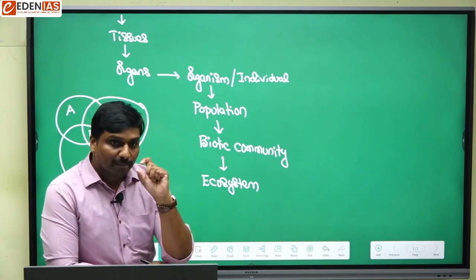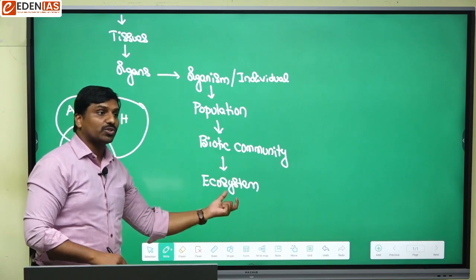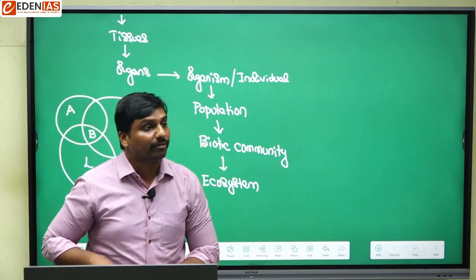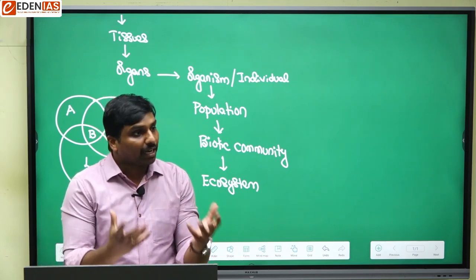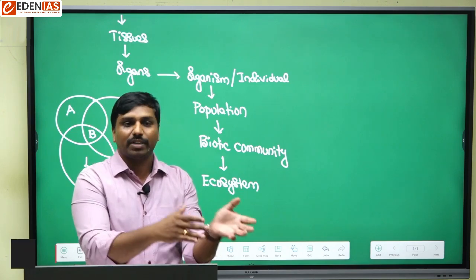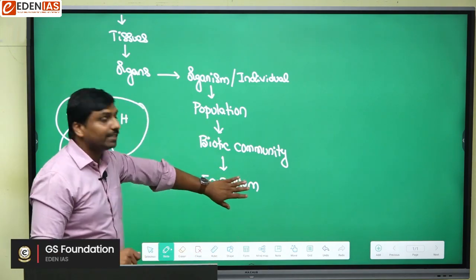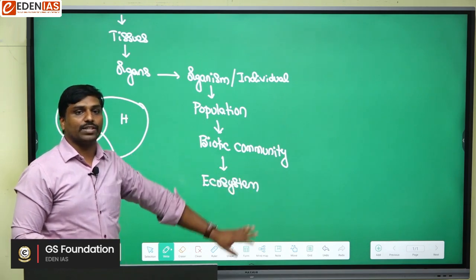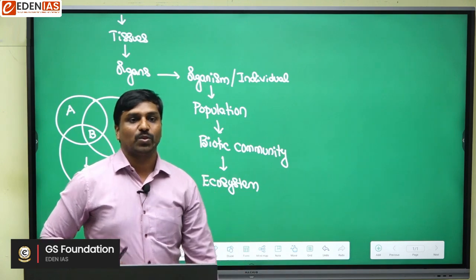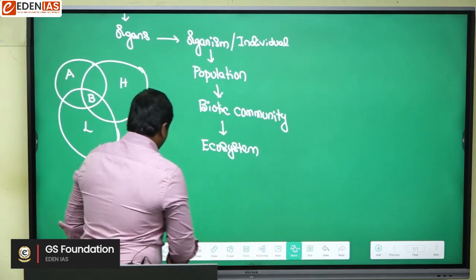But from this biosphere, the ecosystem is the most structural and functional unit. Ecology is the systematic study of the relationship between animals amongst themselves and with their environment. These relations occur in this unit only, that is in the ecosystem. So the ecosystem is the place where the interactions happen.